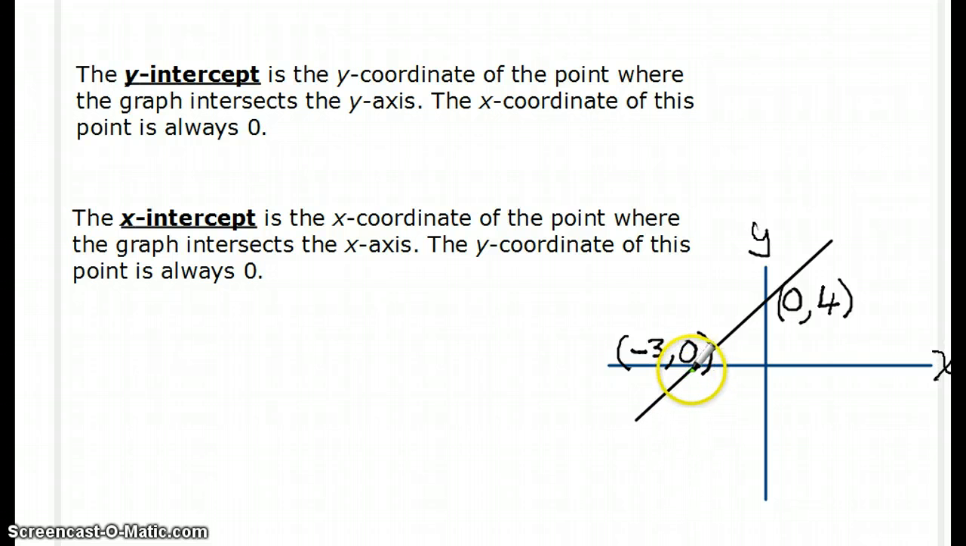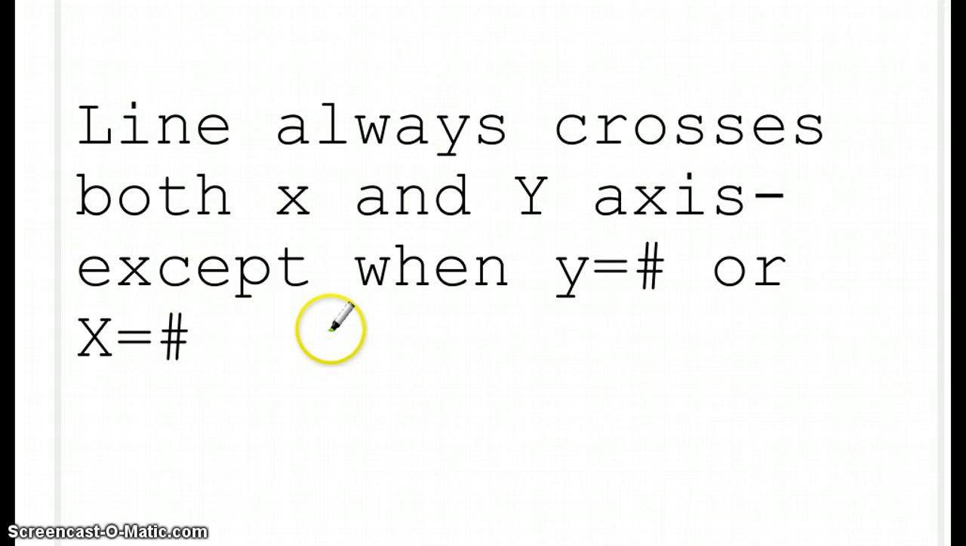Most probably the easiest thing that I recommend that you do is to draw a little graph, run your line through and say, hey, when I went through the y-intercept, what was x? Oh, it was 0. Hey, I went through the x-axis, the x-intercept, what was y? Oh, it was 0. So the line always crosses both x and y axis.